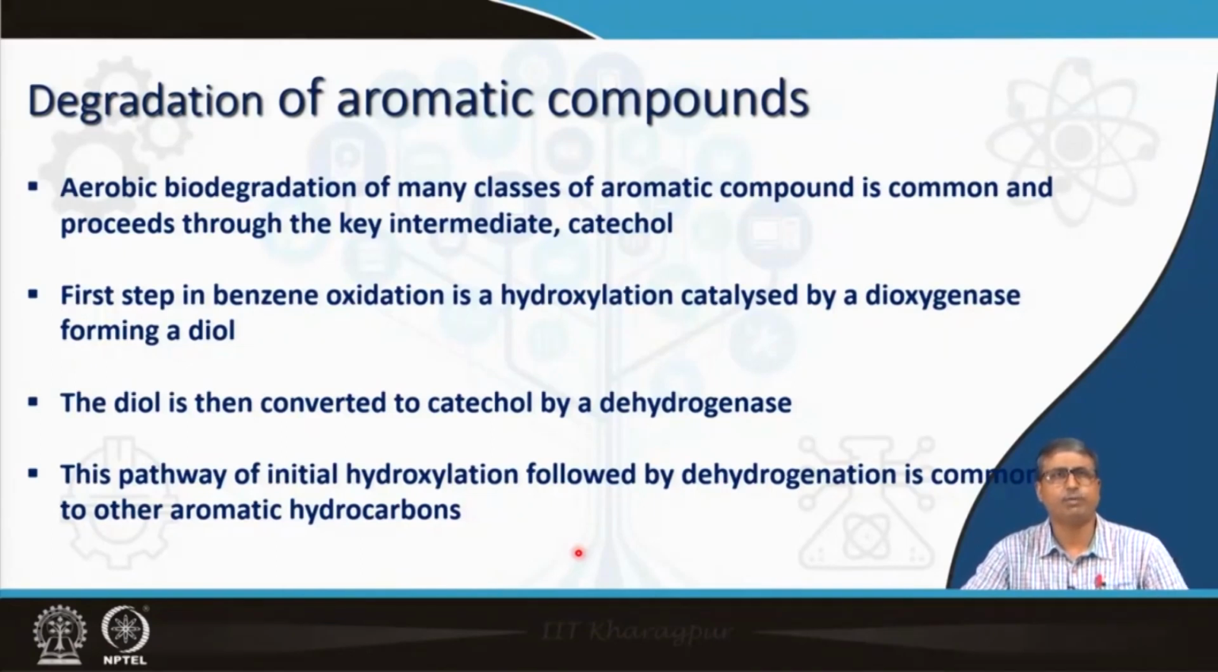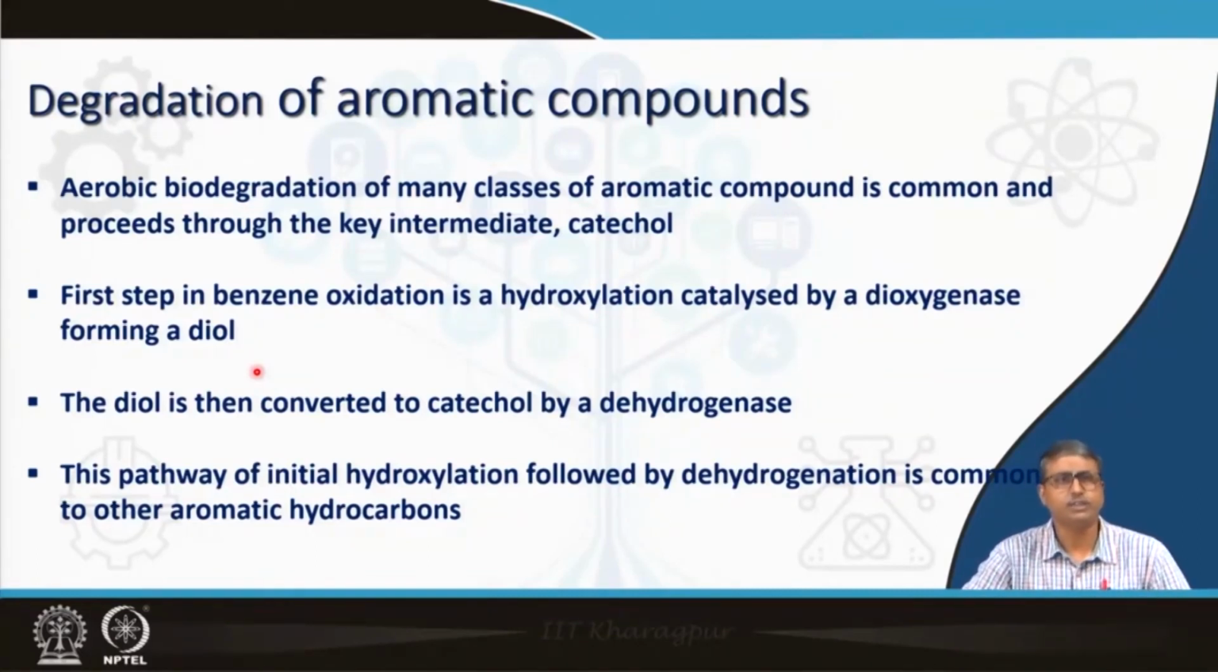In the case of aromatic compounds under aerobic condition, they are all converted, oxygenated rather, to form a common intermediate called catechol. This is considered to be the first step in oxidation of aromatic compounds like benzene, through hydroxylation catalyzed by dioxygenase forming a diol. So, 2 moles of oxygen are incorporated and the diol is formed, and then the diol is converted to catechol by another enzyme called dehydrogenase. These enzymes operate in synergy.